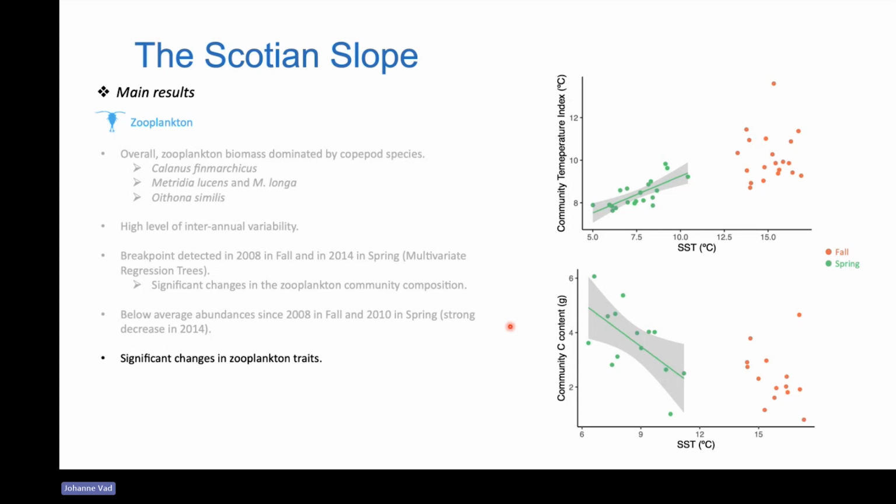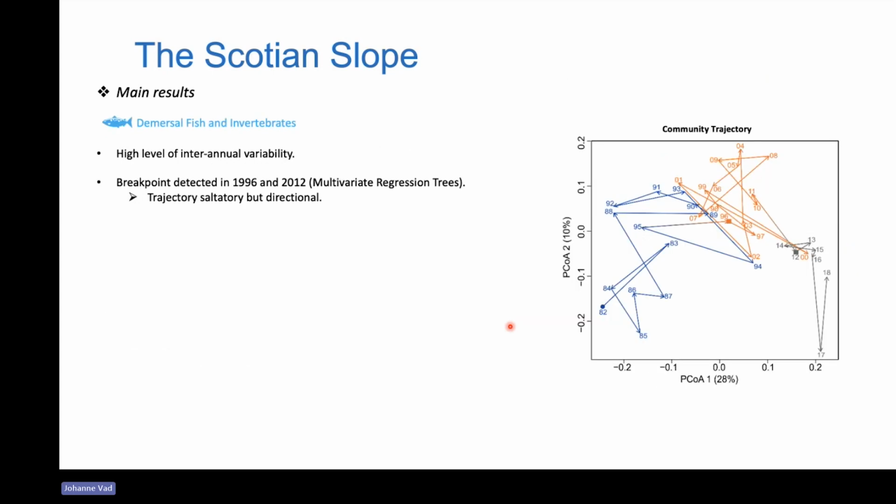Okay, so these are the changes that we've seen for the zooplankton in our region. Let's quickly go over our fish. If you thought that our zooplankton trajectory was messy, you've not seen anything. The fish is even worse. This is really where we see a really high level of noise.